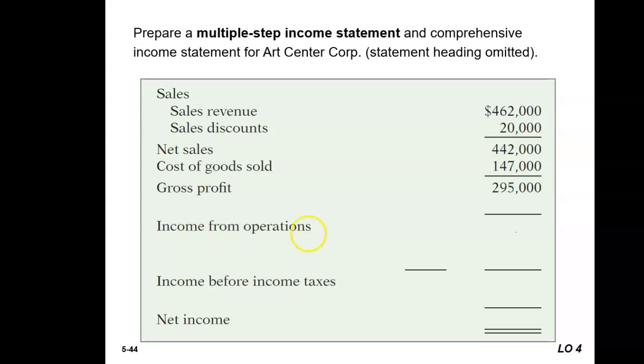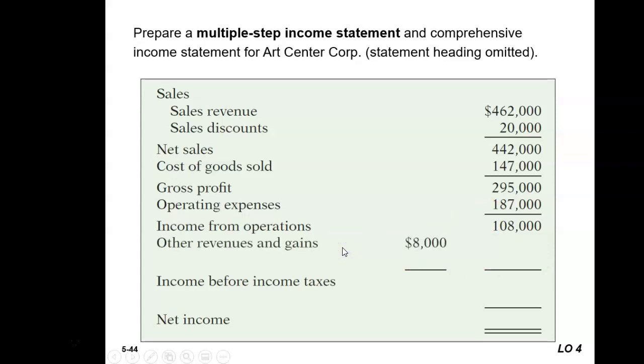Okay. If you said operating expenses, once again, you're going to be correct. You're going to subtract the operating expenses from your gross profit to calculate your income from operations. So it's 295 minus 187. That'll give us income from operations of $108,000.